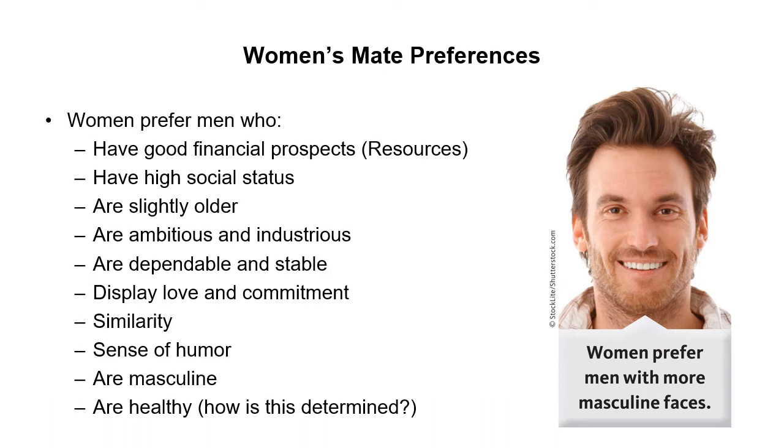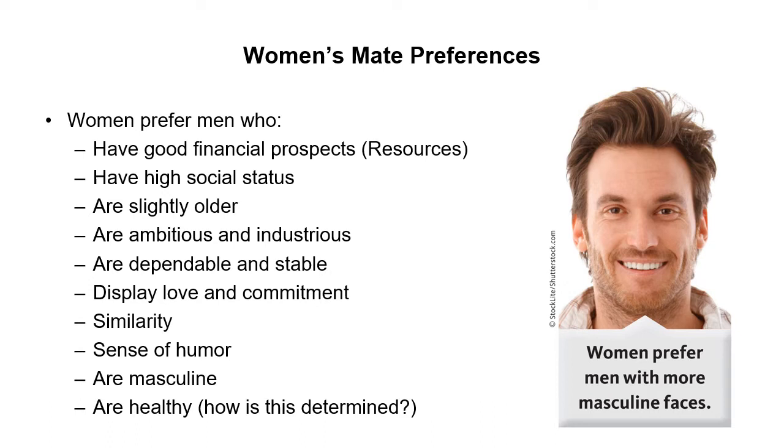Similarity. This is an interesting one. There's a bit of physical similarity here, but there are still incest taboos. But women and guys too, both of them, look for people who are more like themselves, because they're more likely to get along. They're more likely to agree on decisions, stuff like that. Sense of humor.